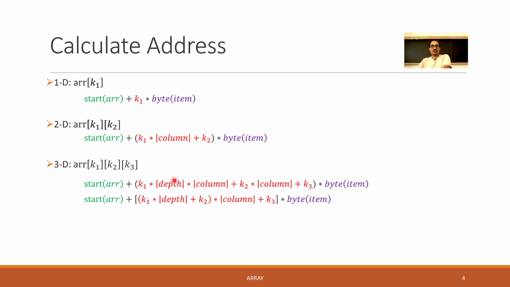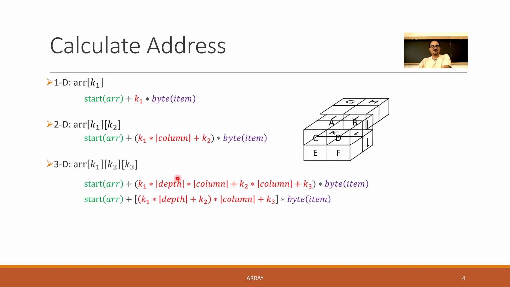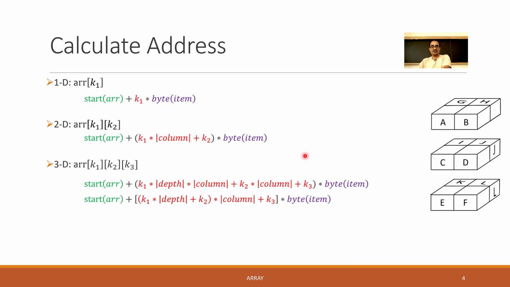In three-dimensional arrays, we have a set of two-dimensional arrays. The first index says how many blocks we have to pass, and each block has this many elements. Then k1 times these two will be the number of elements that we have to pass, and we will arrive at the beginning of a two-dimensional array. For two-dimensional arrays, the formula is here. We just use that one also. It's similar to this one, and then we know how many elements we have to pass.